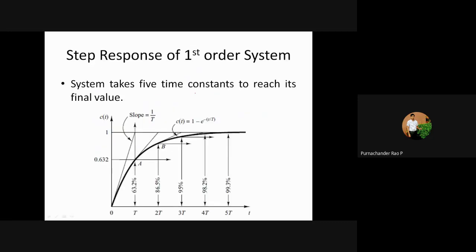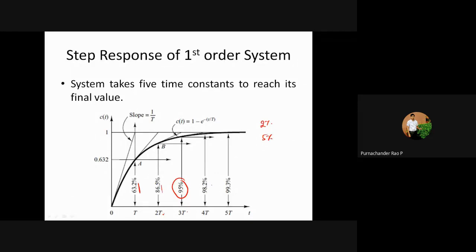Okay, so here the same system, for one time constant it reaches 63.2% of your final value. For two time constants it reaches 86%. For three time constants it reaches 95%. Normally we go for the 2% error or 5% error.